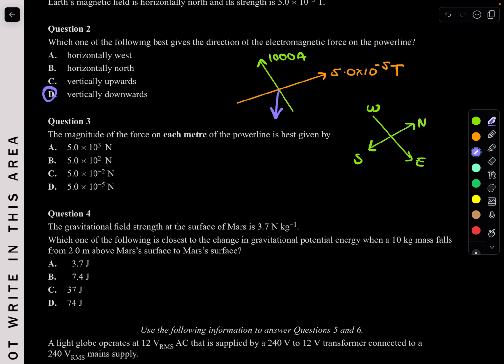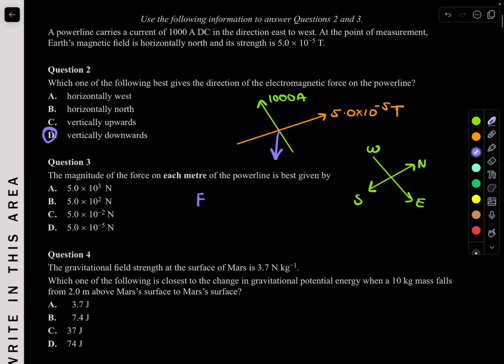The magnitude of the force on each meter of the power line is best described as, so easy, we know that force is equal to n times length times current times B, where of course it's a wire, so n is 1. The length is each meter, which is just 1 meter. The current that runs through it is 1000, and the magnetic field is 5.0 times 10 to the negative 5. That gives me 0.05, which is 5 times 10 to the power of negative 2, so that's your answer.